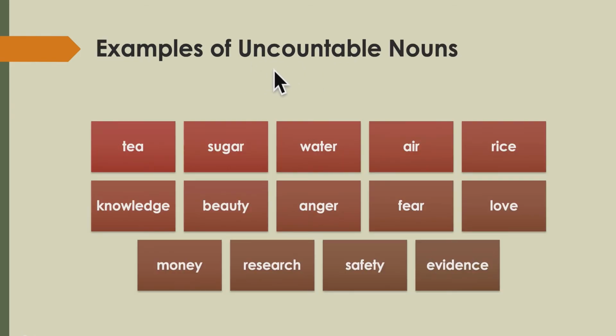Examples of uncountable nouns: tea, sugar, water, air, rice, knowledge, beauty, anger, fear, love, money, research, safety, evidence. These are the examples of uncountable nouns. We move on to the next.